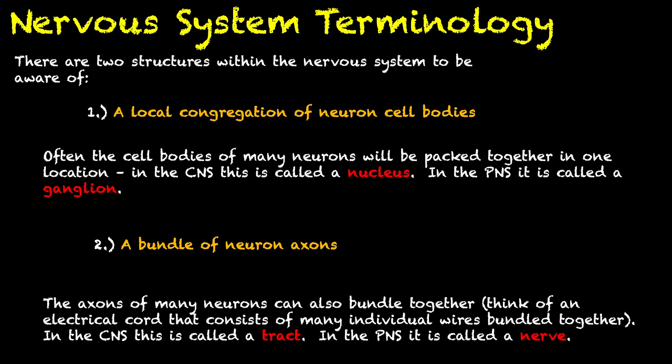So in the central nervous system, this is called a tract. We actually saw a whole bunch of tracts of axons in that cross-section of the spinal cord. We have tracts of axons that carry information up to the brain and tracts that carry it down from the brain. And we're going to learn in a later lecture, those are respectively called ascending tracts and descending tracts. In the peripheral nervous system, a big bundle of axons is called a nerve.